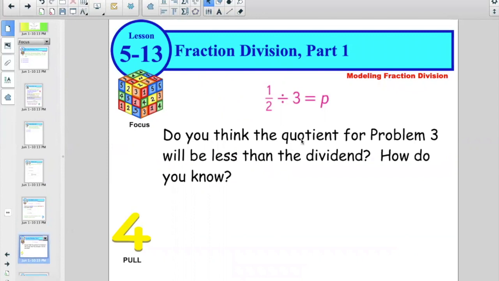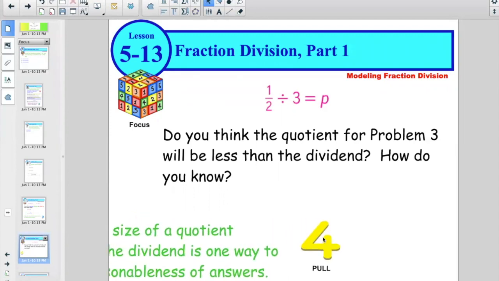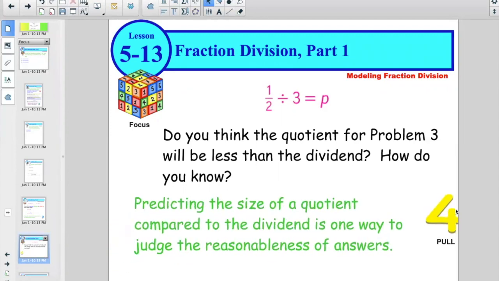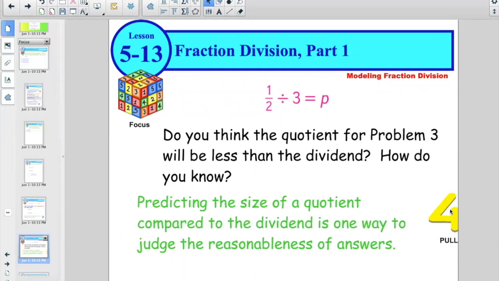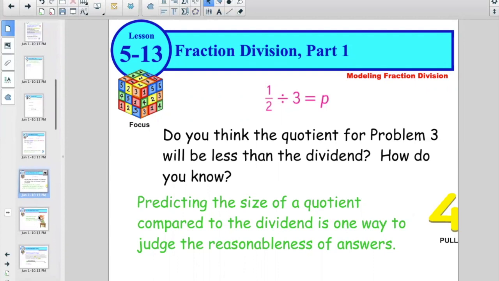So do we think that the quotient for problem 3 will be less than the dividend? How do we know? Well, we think it's going to be smaller because we're taking something and breaking it up into equal pieces, and we're figuring out the size of each one of those pieces. So of course it's going to be smaller. When we predict the size of the quotient compared to the dividend, that's one way to judge the reasonableness of our answers.